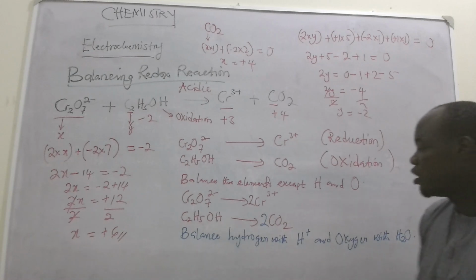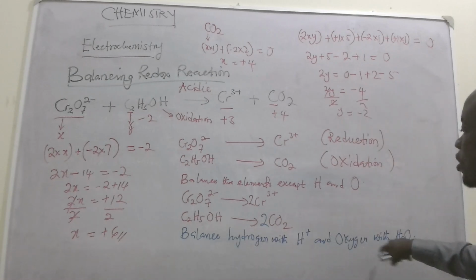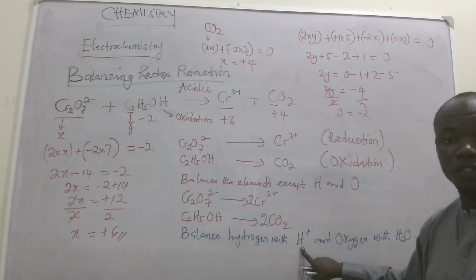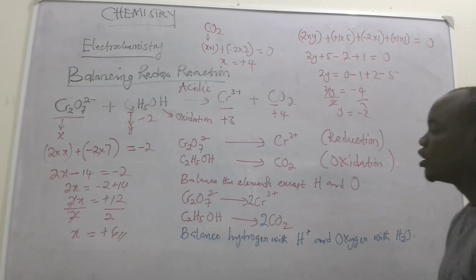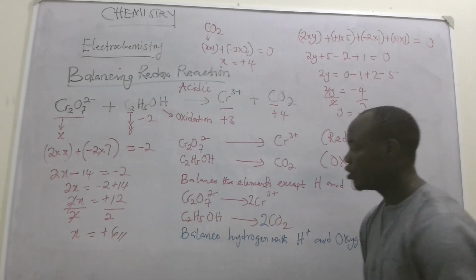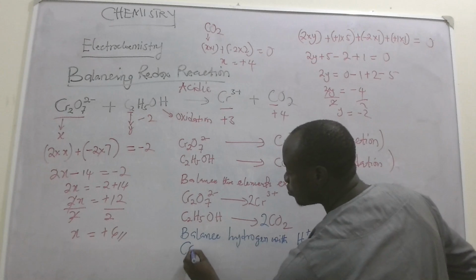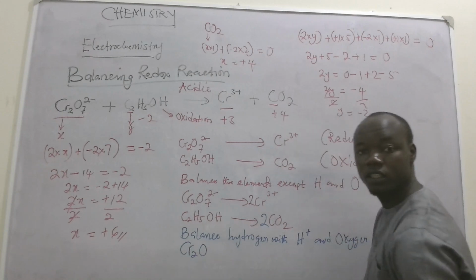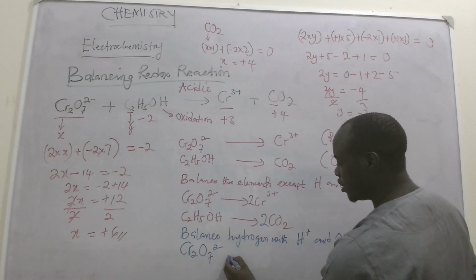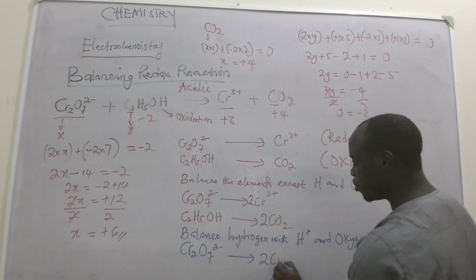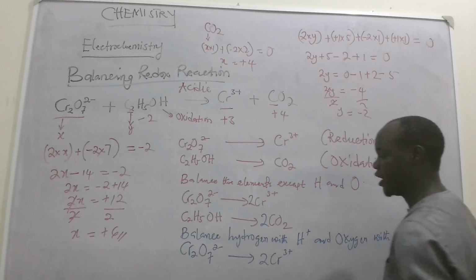So it means that if we have hydrogen in the equation, we balance it with hydrogen ion. And if we have oxygen, then we balance it with water. So you see that in this case, we have chromium Cr2O7 2 minus, then of course we have 2 chromium 3 plus here.